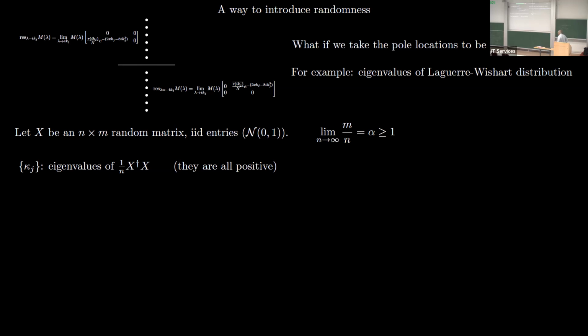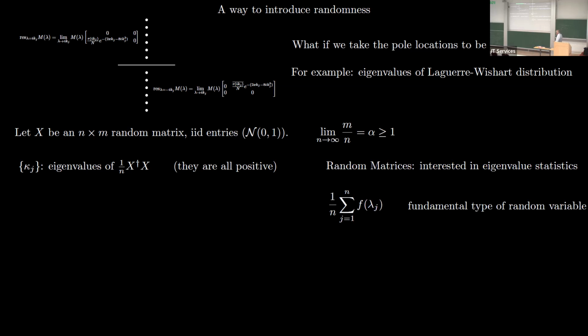So it's not square, X, and you fill it with IID entries. They're all standard Gaussian normals. Then I'm going to let m, the width of the matrix, be larger than n. So this limit is alpha, and it's actually going to be bigger than 1, not even equal, bigger than 1. Then you construct the eigenvalues of the matrix X transpose X divided by n. They're all positive because a positive definite matrix has positive eigenvalues.